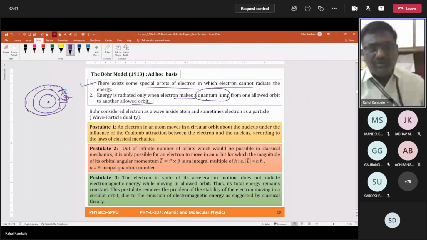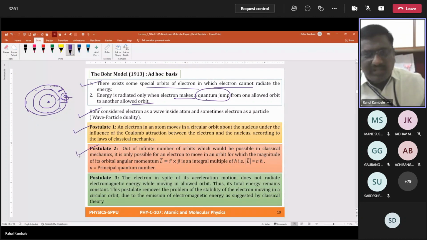It is not like that. From one compartment to another compartment. This is like that. And then he has considered the wave particle duality nature. Of course, he has considered. Okay. Then he has given some 3 to 4 postulates. You know that this is circular. It is moving in the circular orbit.